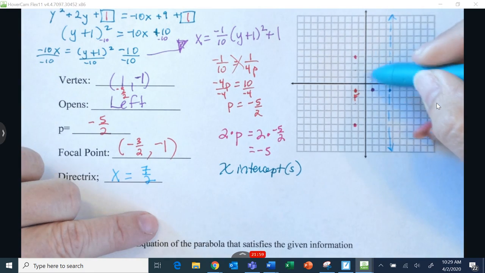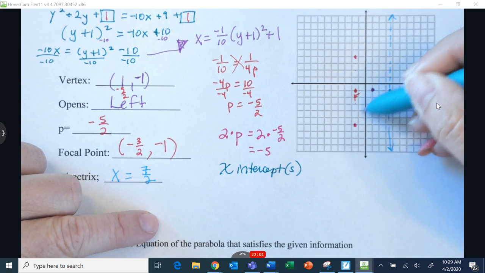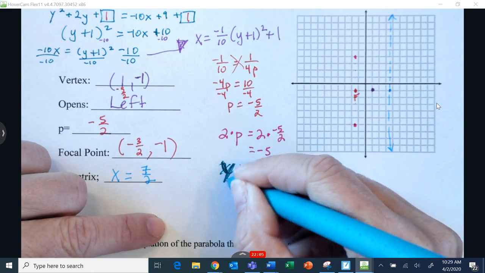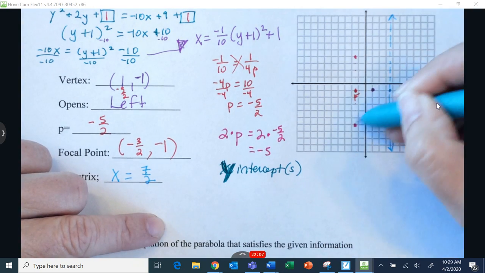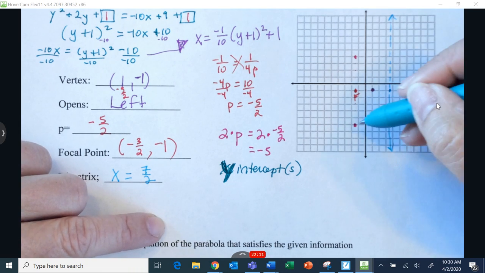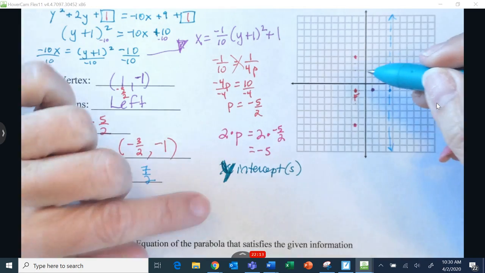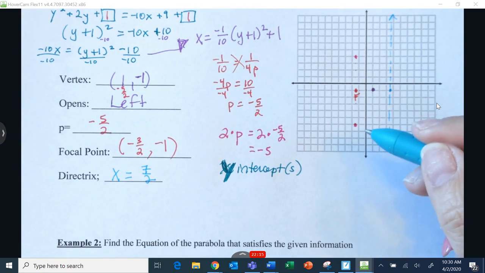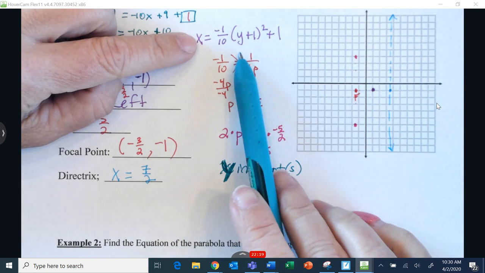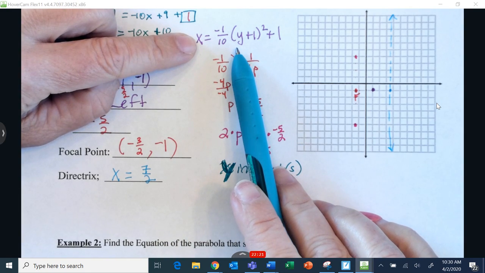I said x-intercepts because I know it's going to hit the x-axis. Oh shoot, that's not x-intercepts, y-intercepts. My bad. It's going to hit the y-axis twice because it opens to the side. To find the y-intercepts, we are going to plug in 0 for x, and I'm going to do that with the vertex form.